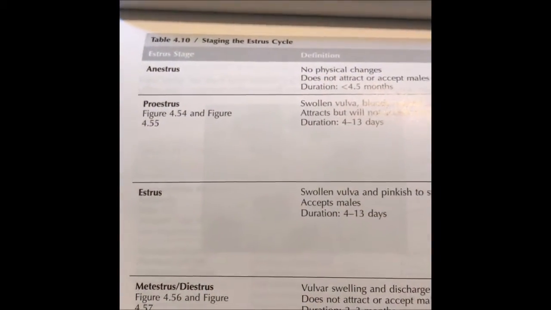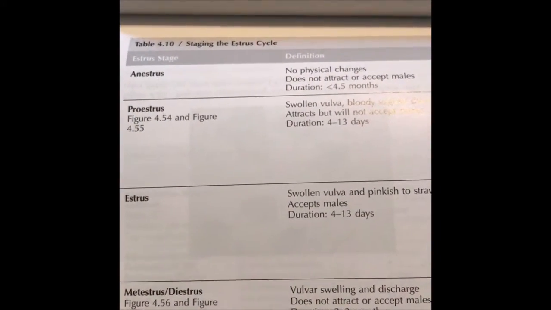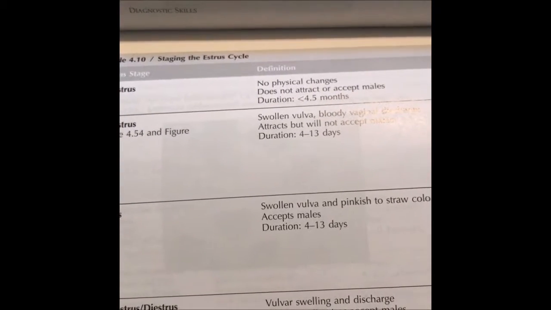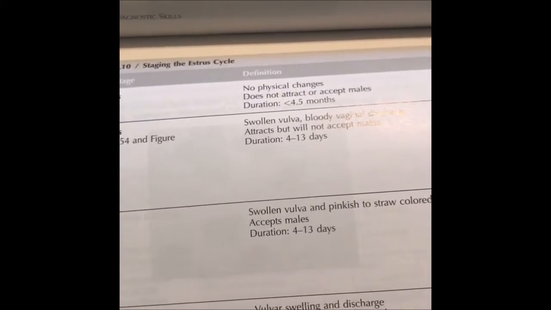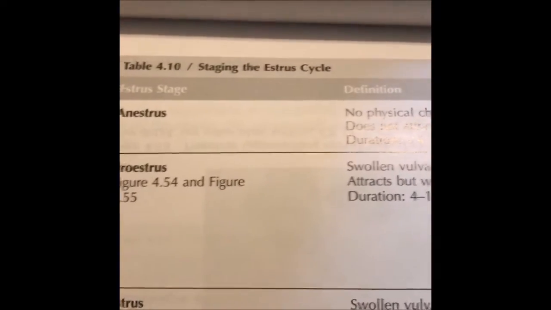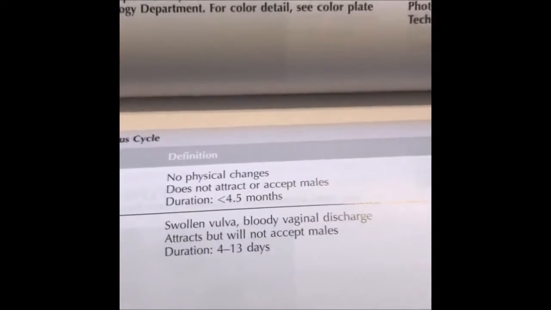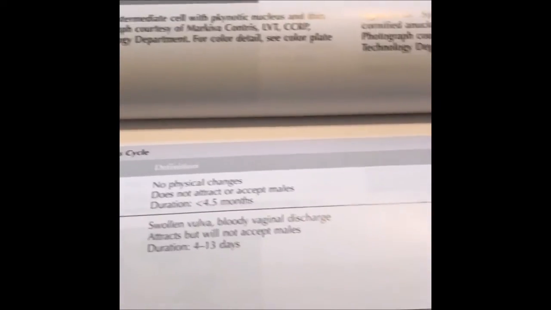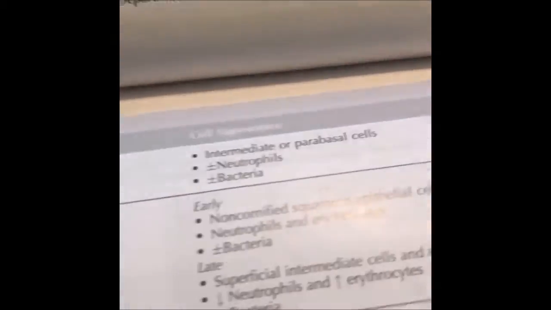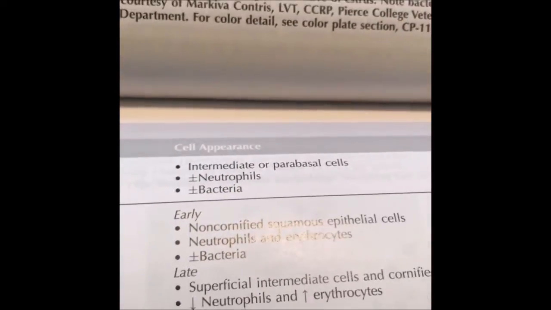Okay, so real quick, we're going to talk about the different types of cells seen in vaginal smears, and we're going to discuss the predominant cells seen during the different stages of the estrus cycle. So, first stage of the estrus cycle is anestrus. There's no physical changes. It does not attract or accept males. We're shown intermediate or parabasal cells, neutrophils, and bacteria.